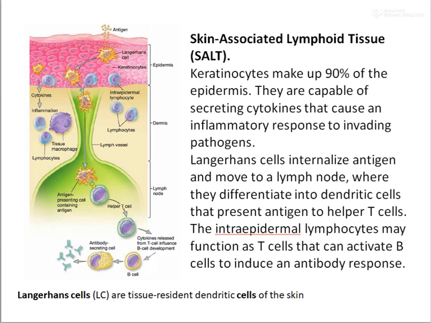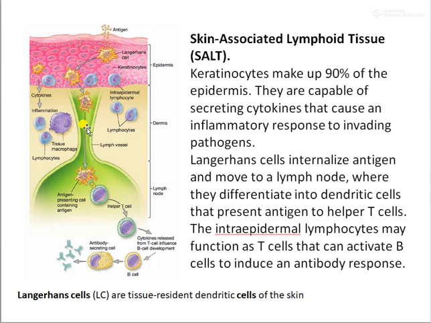Also within the skin, we have a type of dendritic cell called the Langerhans cells. The Langerhans cell serves as an antigen presenting cell. When an antigen comes from outside, the Langerhans cell will internalize the antigen and move to the lymph node. You know what a lymph node is. It will move to the lymph node, differentiate into the dendritic cell, and present the antigen to the T helper cells.